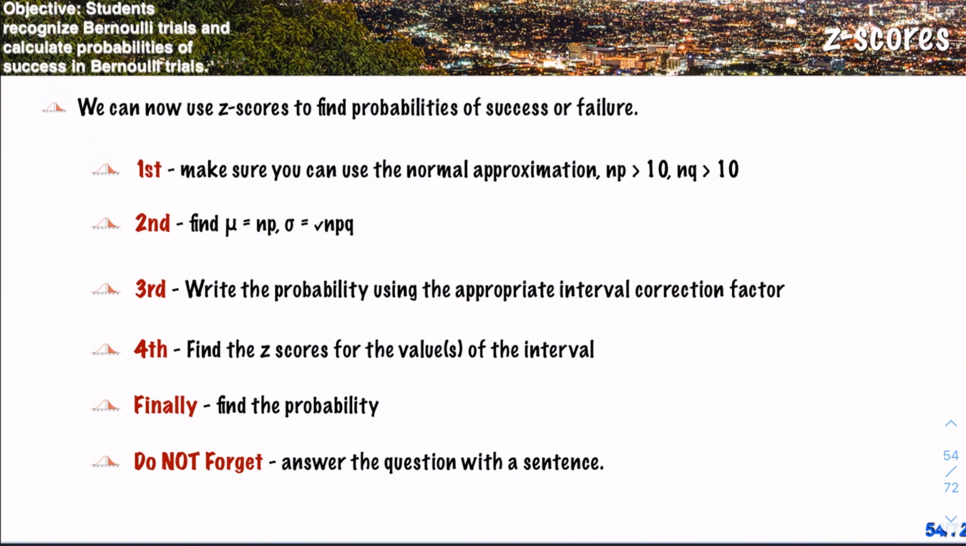And so sometimes it'll be easier, more precise. Sometimes it'll be less precise. In fact, the higher n is, the more the normal model approximates the binomial. So we can now use z-scores to find probabilities of success or fail.